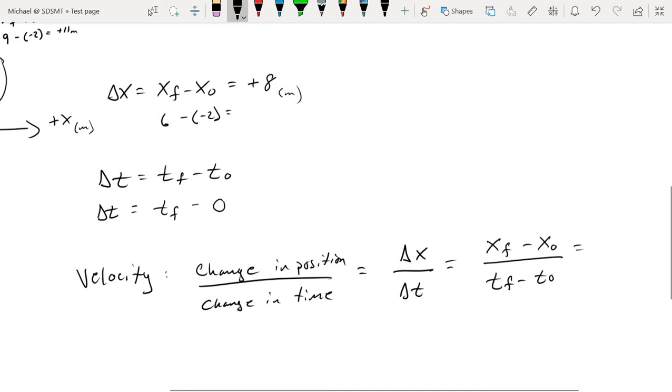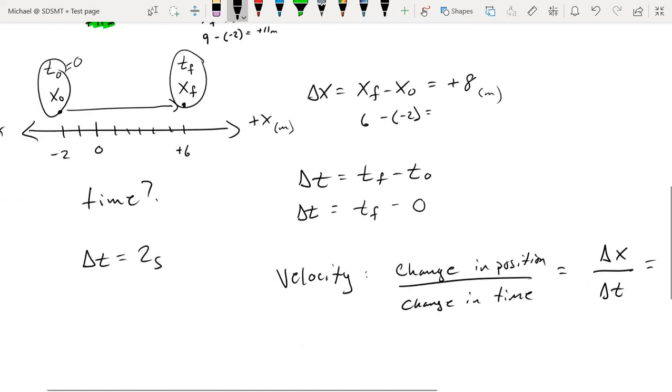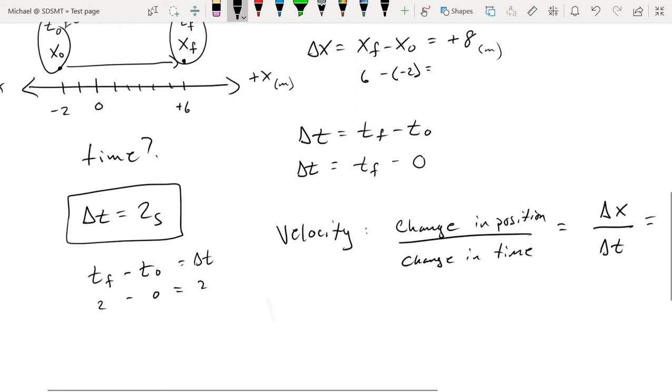We already know what the difference in the position values is. That was 8 meters. And we've already measured the time interval delta t as 2 seconds. Now here's the really nice thing about this. I said let t initial be 0, and if that's the case, then the final time value has to be 2. So no problem. Delta t is equal to 2.